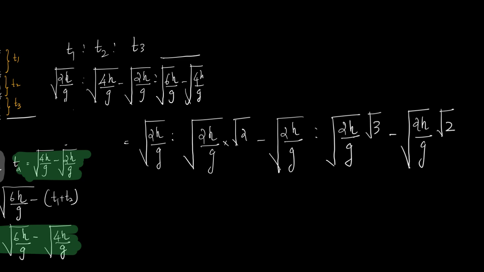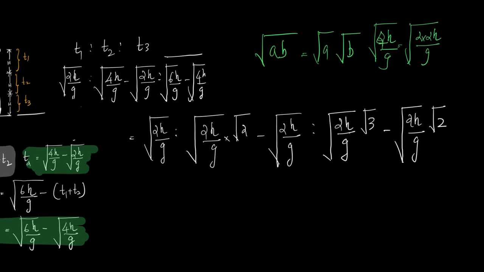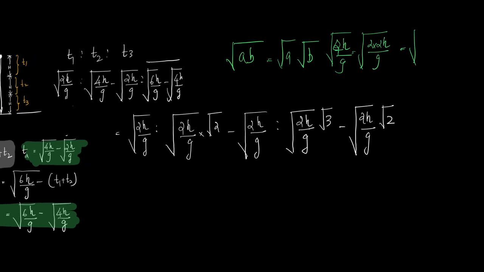Okay. Why did I write like this? See, it's very simple. Root AB is equal to root A into root B. Very simple. So root of 4h by g can be written as root of 2 into 2h by g, which further can be written as root of 2 into root of 2h by g. Simple.